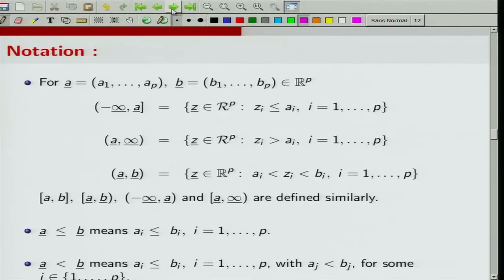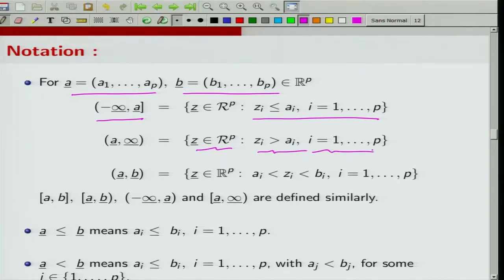So, let us introduce a few more notations. For a = (a1, a2, ..., ap) and b = (b1, b2, ..., bp), (-infinity, a], written in this form, is the collection of all those z belonging to R^p such that zi is less than or equal to ai. Here the interval is closed at a. (a, infinity), open, is the collection of all those z belonging to R^p such that zi is greater than ai, because a was open over here, for i equal to 1 to p.